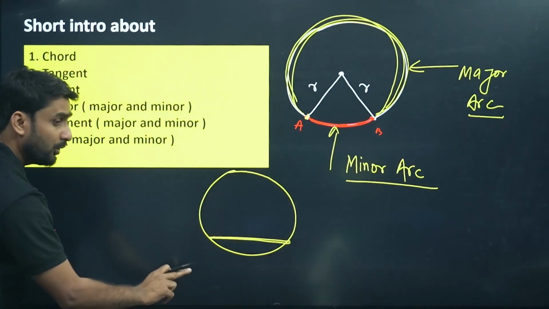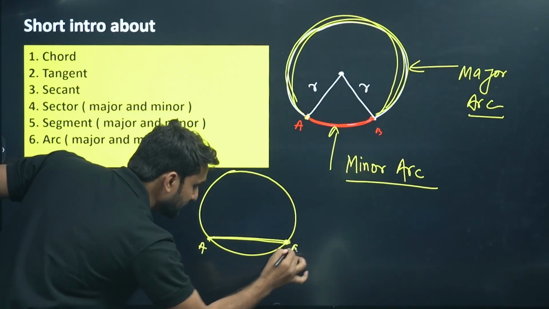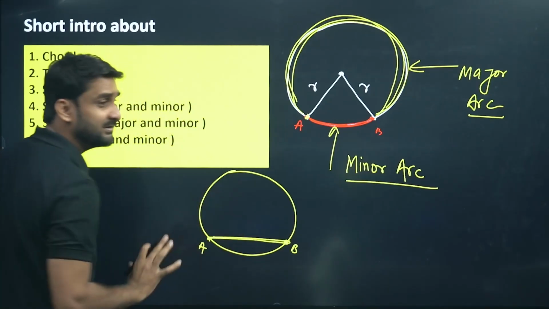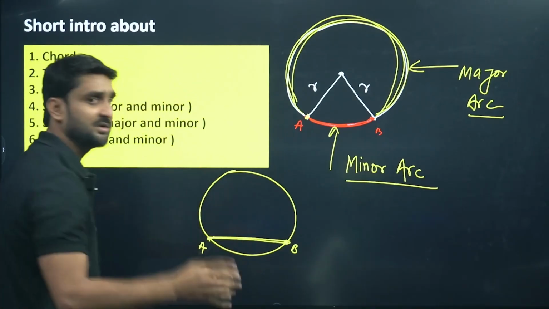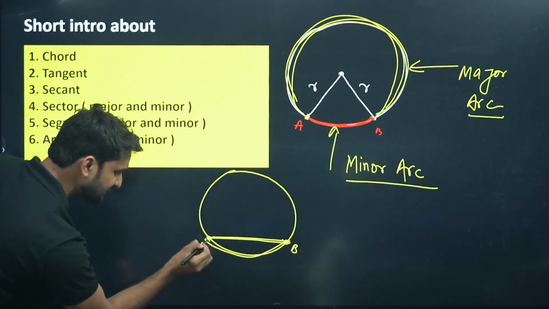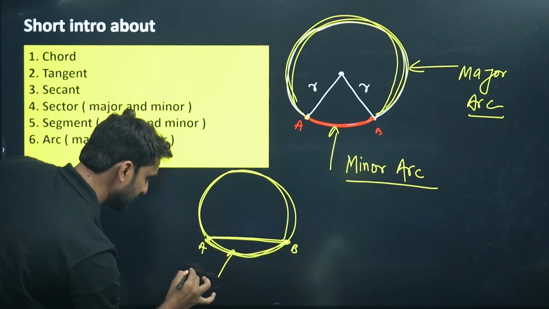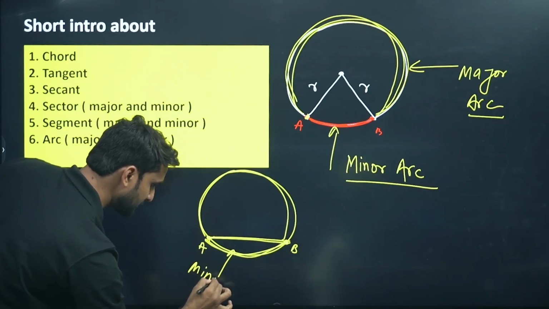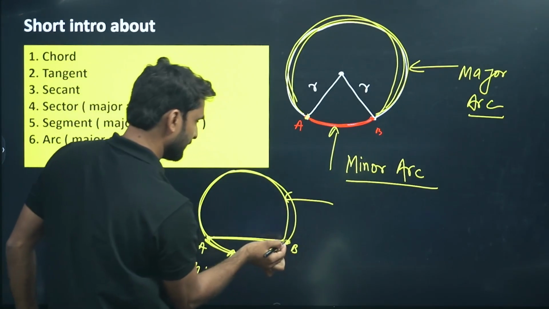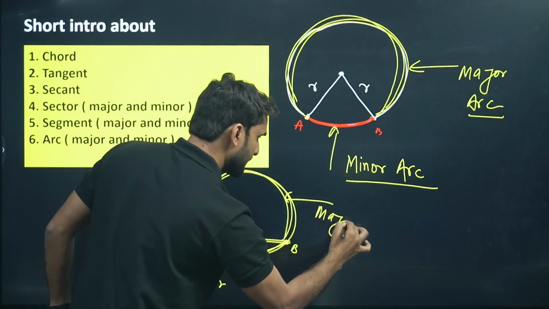And if you draw a chord, again 2 parts will be there. Call them A and B. So on drawing a chord, meaning on making the segments, again you are dividing the circumference in 2 parts. One part is this, and another part is this. So this part will be what? Minor arc. And this bigger part from here to here will be major arc.